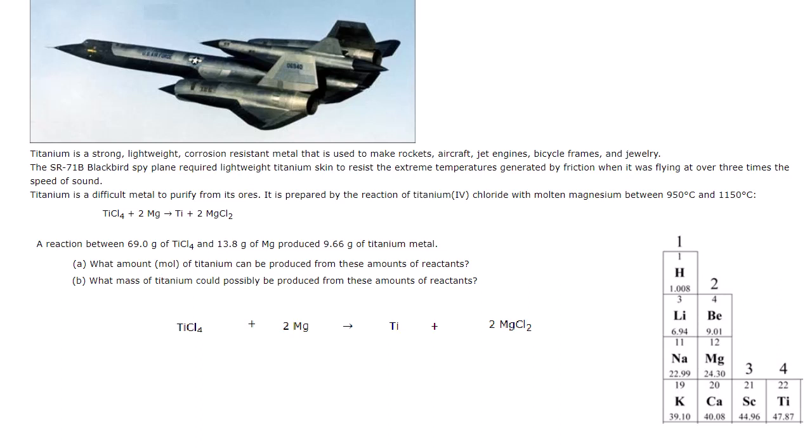All right, here we go. Let's look at the problem. Titanium is a difficult metal to purify from its ores. It's prepared by a reaction of titanium-4 chloride. Well, titanium's interesting, and so is titanium-4 chloride. That's its official name, but most people don't call it that.